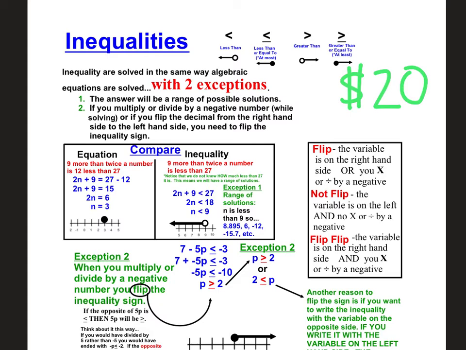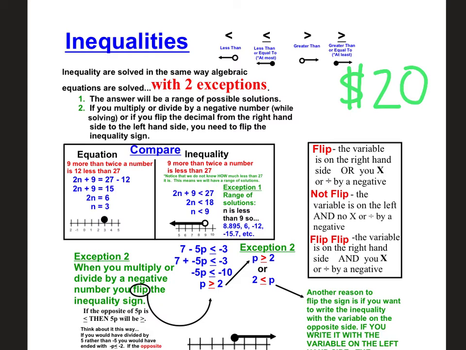And the other exception is we have some issue with flipping things, on variables on both sides, things like that, which we're not going to get into a lot today. We'll only deal with one of those major things, which is a flip for one specific reason. We'll talk about that in a moment.